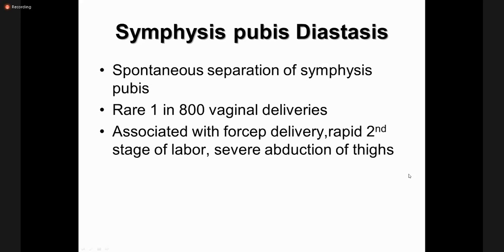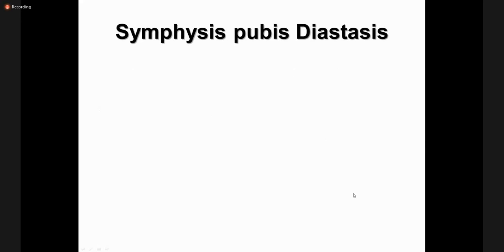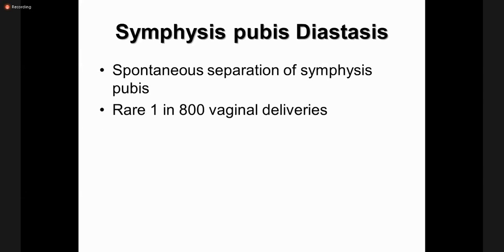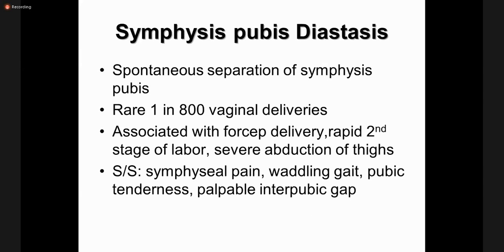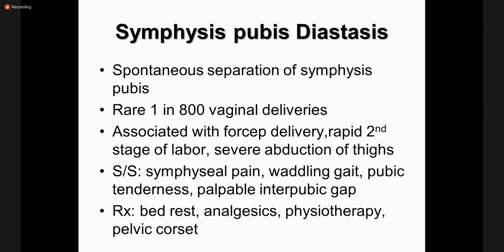Next, what are the signs and symptoms of it? How will you know this is symphysis pubis diastasis? There is symphyseal pain. The patient's gait will not be normal. It will be a waddling gait, like a duckling gait. Pubic tenderness, palpable interpubic gap. You can feel a gap between the pubic bones, okay, and there will be pubic tenderness. Okay, treatment is what? Bed rest, analgesics, physiotherapy and pelvic corset.